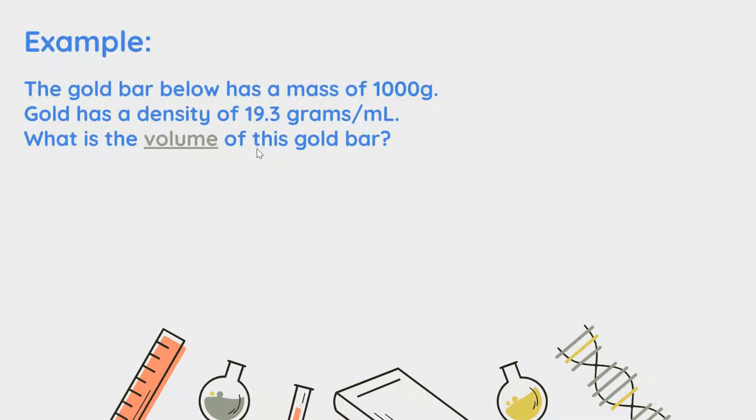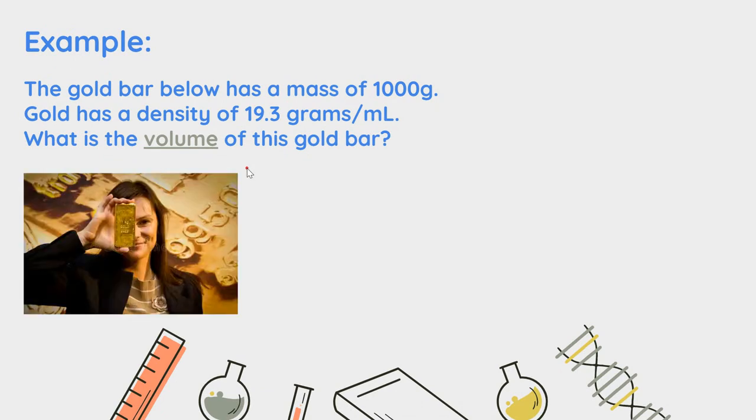In our next example, the gold bar has a mass of 1,000 grams. Gold has a density of 19.3 grams per milliliter. What is the volume of this gold bar? Again, here are the three equations. Go ahead and try to calculate volume.